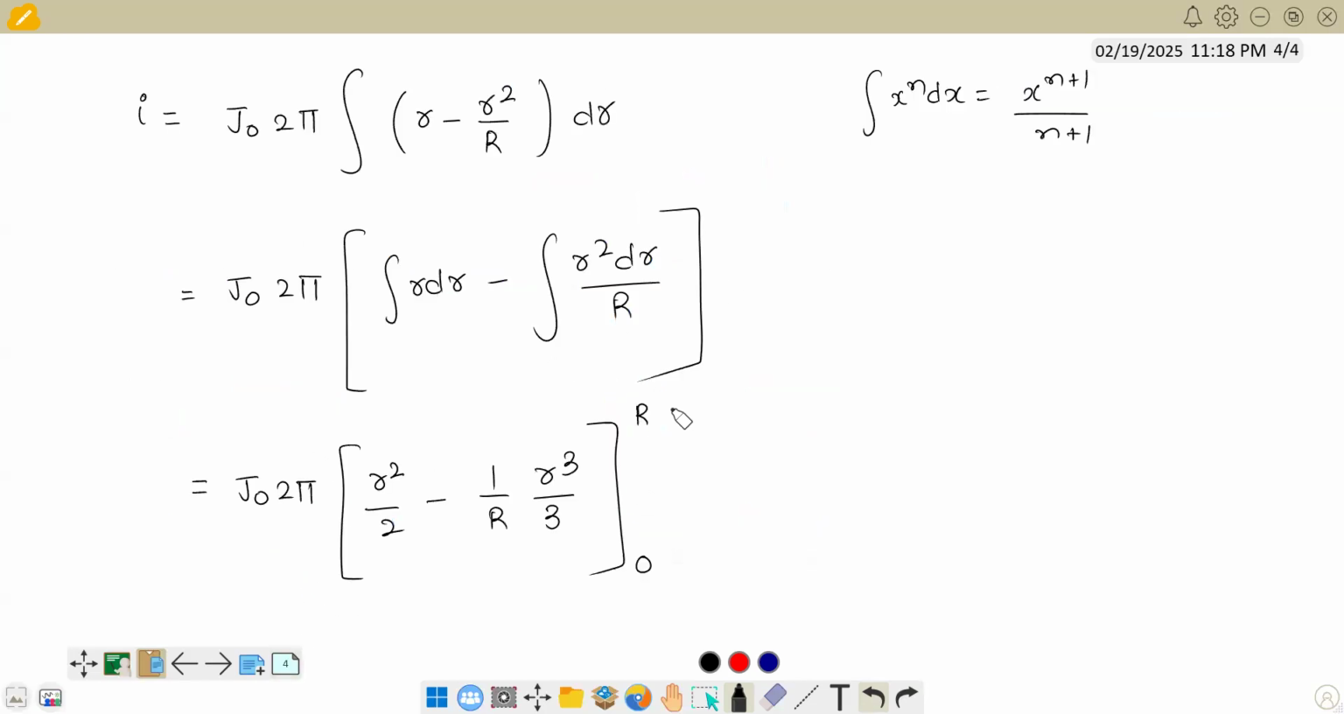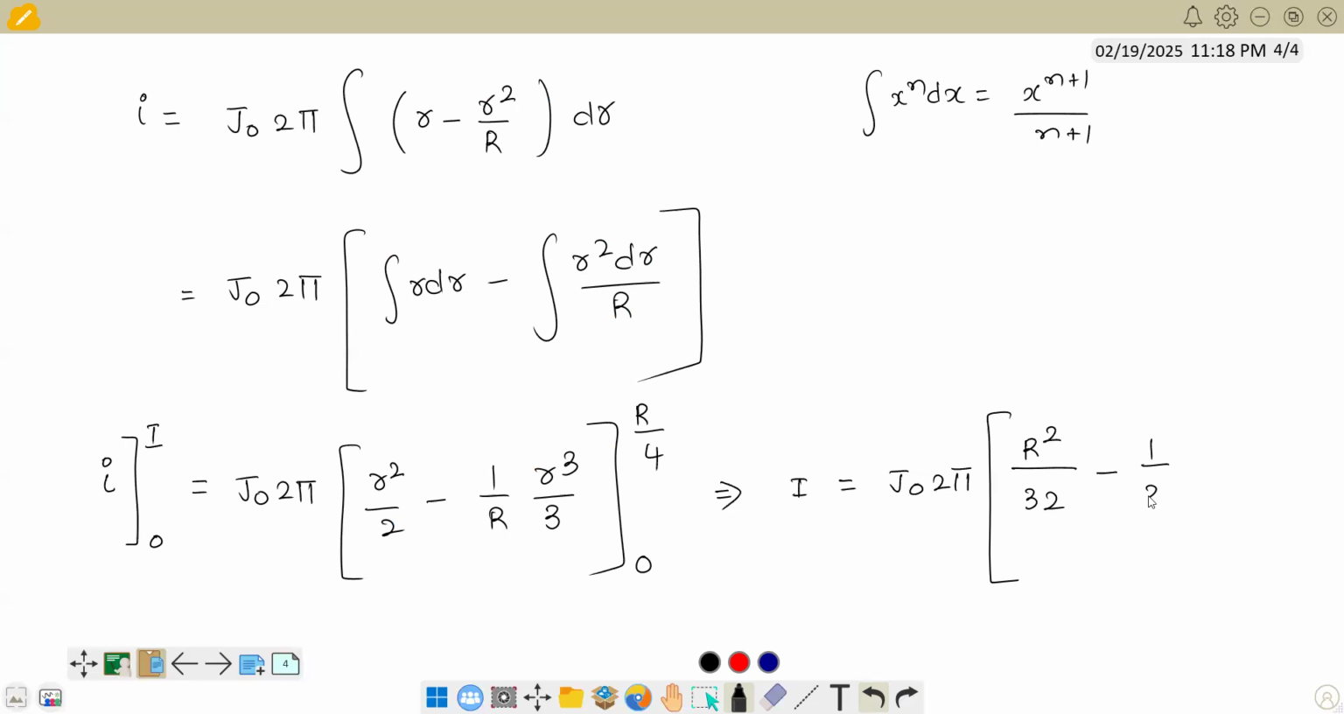So let us substitute it. Here the current that will be flowing goes from 0 to I. So the value of I would be equals J naught 2 pi. Let us substitute these values here. So I will get R square divided by 16 twos are 32, minus 1 by 3R into R by 4 whole cube. So it will be R cube over 4 4s are 16, 16 4s are 64.